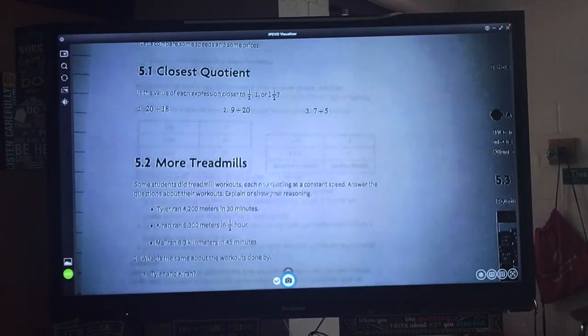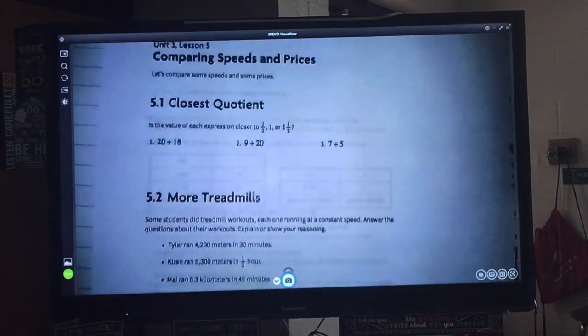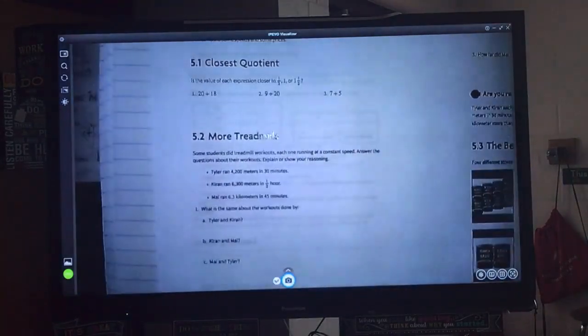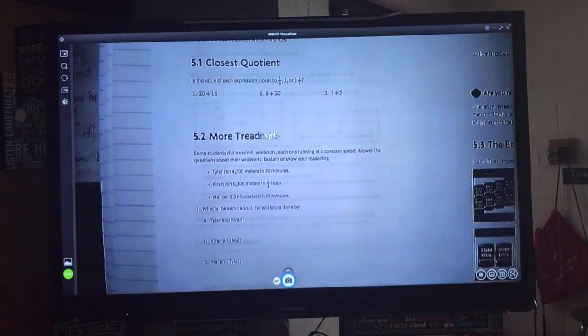All right, have a seat. So what we're gonna do with this is you're gonna stand up if you think it's closer to one, half, or 1.5. For 20 divided by 18, stand up if you thought it was closer to half. Okay, stand up if you think it's closer to 1. All right, have a seat. Stand up if you thought it was closer to 1.5.